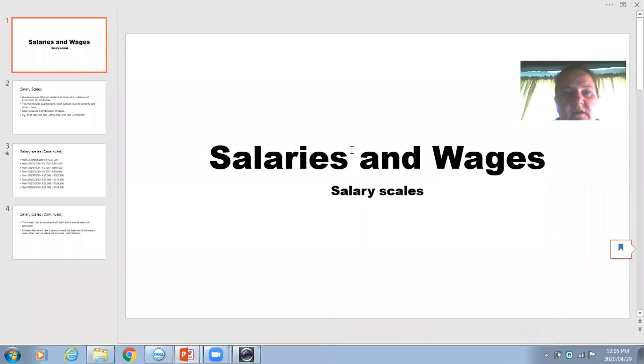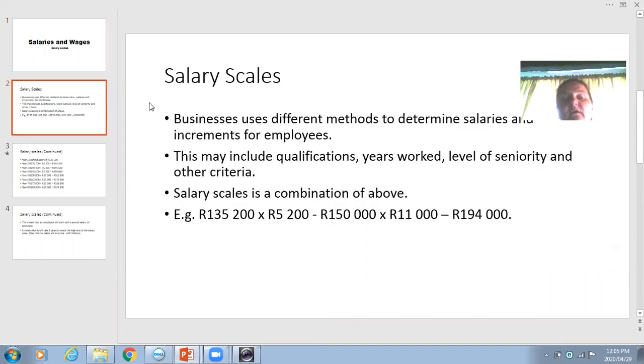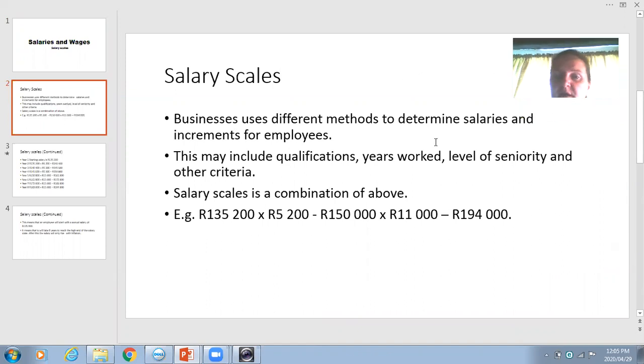Right. So salaries and wages, and we're going to look at salary scales. Okay. When an employer employs workers, they can be paid at different rates depending on a variety of different things. It can be their qualifications, the amount of years that they worked, the level of seniority, and then a whole bunch of other criteria.